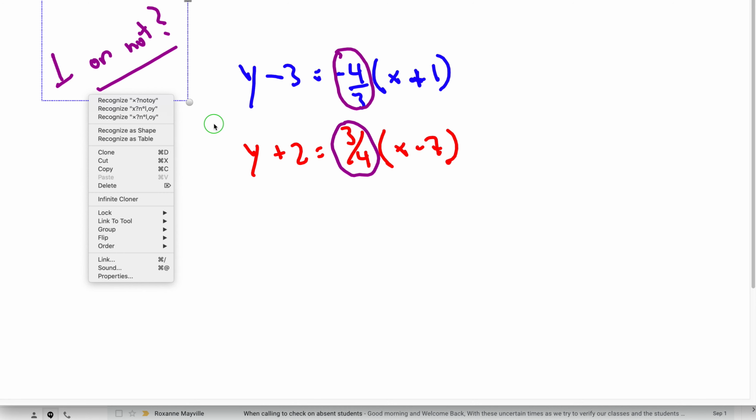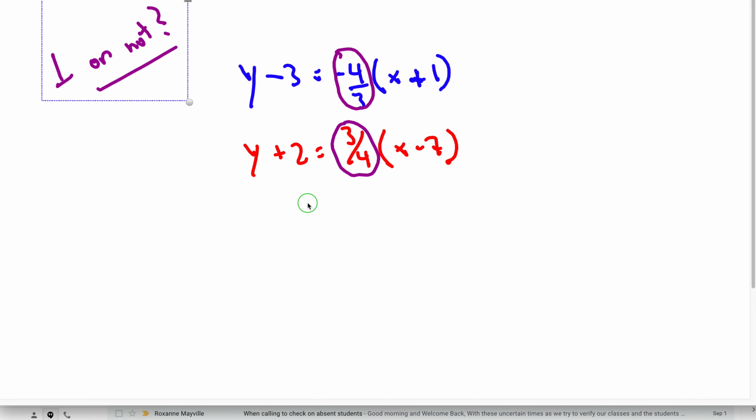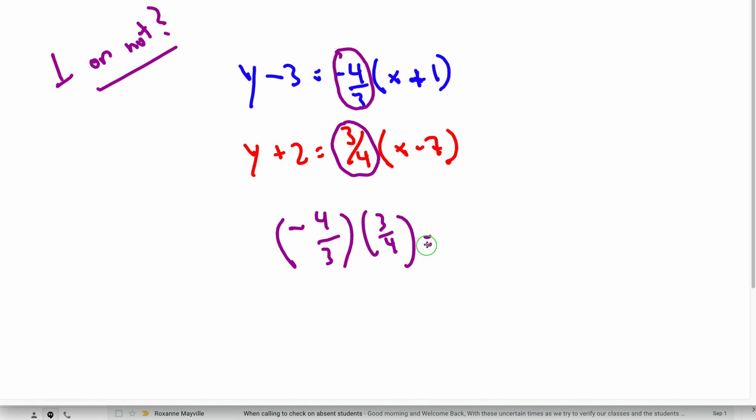So one way to do this is you take the two slopes and multiply them. So if you take negative 4/3 times 3/4, you're going to get negative 12 twelfths, which is negative 1. If when you multiply the two slopes together you get negative 1, it means that they are perpendicular. Remember, if they're opposite reciprocals, which if you take the opposite of negative, it's positive, and if you flip 4/3, you get 3/4. That's another way to check too. That's it.